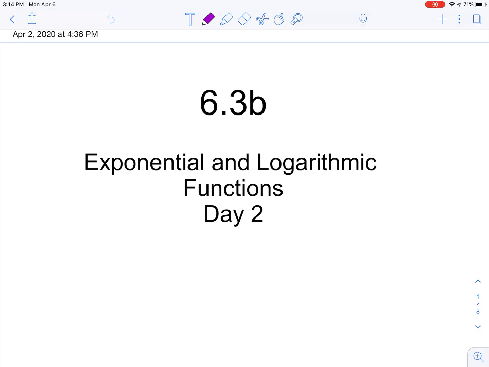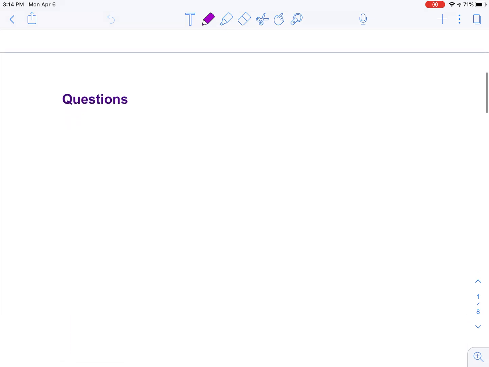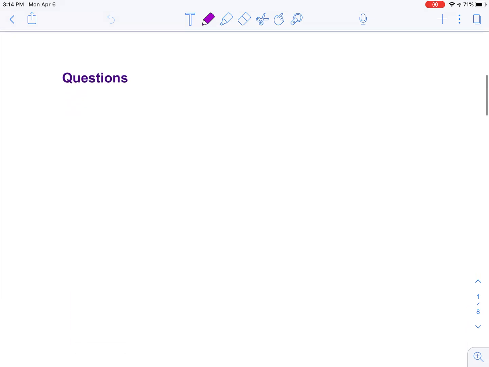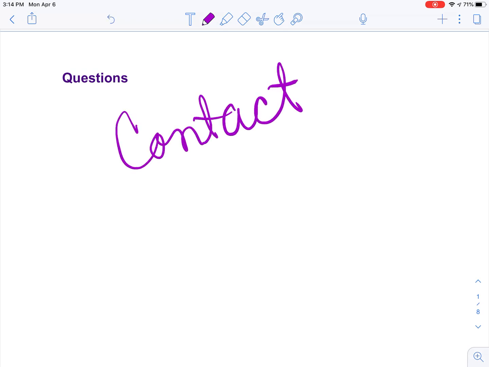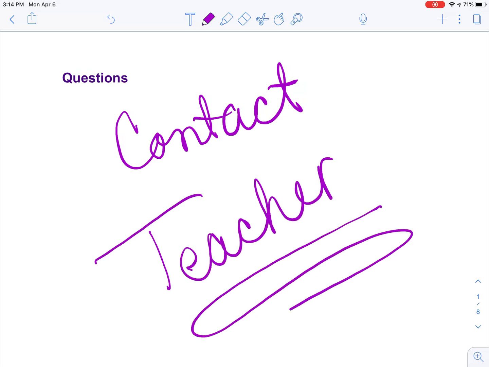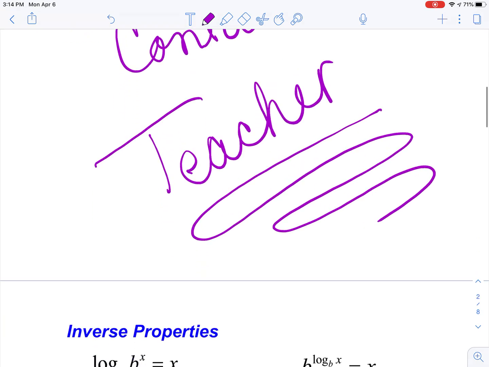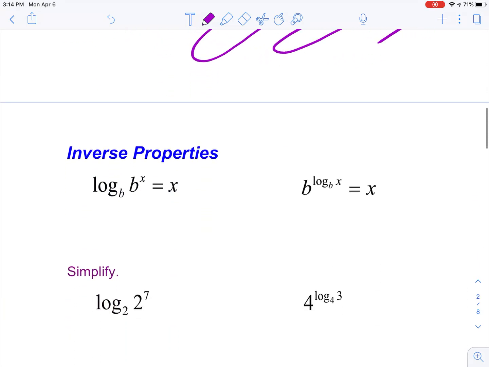All right, so it is now Thursday, and we are going to be continuing with exponential and logarithmic functions. Make sure if you have any questions at all on any of your homework, contact your teacher. All teachers have their office hours up and about, so get a hold of your teacher so you can get some help before the next quiz.